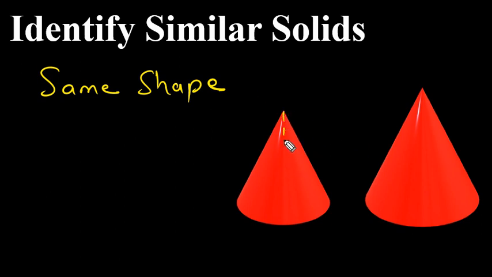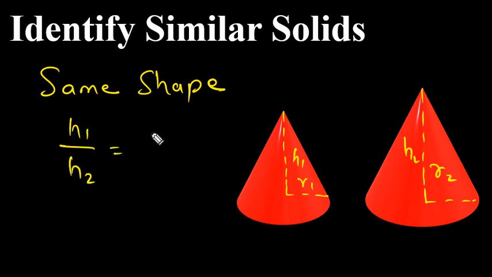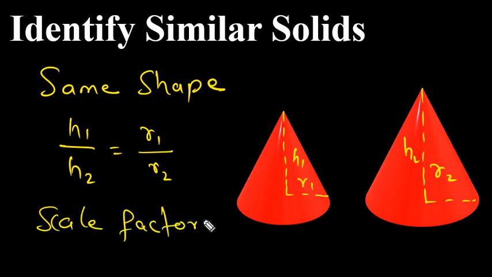One more thing: if the height of the small cone is, let's say, h1, the radius is r1, and for the large cone the height is h2 and the radius is r2, then the ratio of corresponding linear measures, h1 over h2, should be equal to r1 over r2. So these should be the same, okay? The ratio of corresponding linear measures, or the scale factor, should be the same. Okay, that is for similar solids.